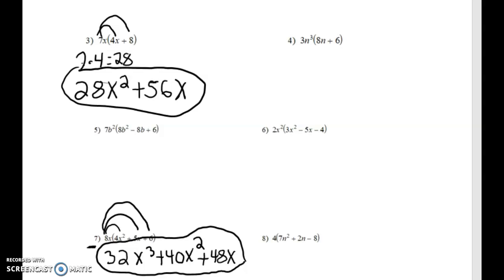All right, I would like you to do the rest of these on this worksheet. I will have the answer key for you to check. And then we're going to go next. We're going to do a binomial times a binomial.